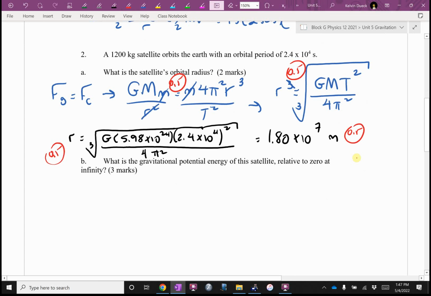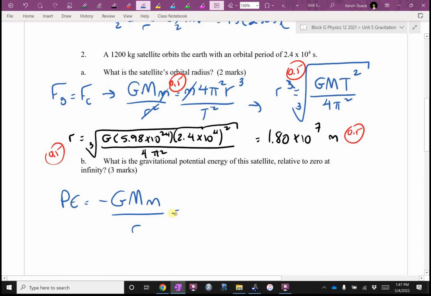What is the gravitational potential energy of this satellite relative to 0 at infinity? What does relative to 0 at infinity mean? It's saying, don't you dare use MGH. Use the cosmic one. What's the cosmic one? Negative big G, big M, little m over R. Did this ask me how much work? No? So this is not a change in. I'm not going to go final minus initial. This is going to be straight plug and chug.